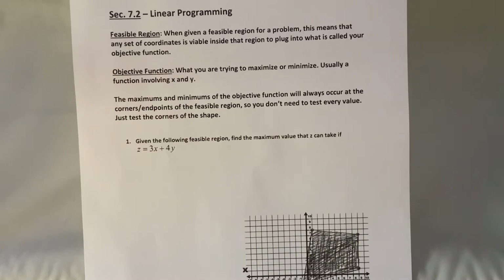The maximums and minimums of the objective function will always occur at the corners or endpoints of the feasible region, so you don't need to test every value in there, you just need to test corners that you can see. Now some regions, if it's a minimize, will go on forever, so just keep that in mind. You don't need to plug in any large numbers. If it looks like it goes on forever, there won't be a corner up at that area. The objective function is the thing you're trying to maximize or minimize. So sometimes you'll get constraints for the graphing, and sometimes it'll say maximize or minimize this function.